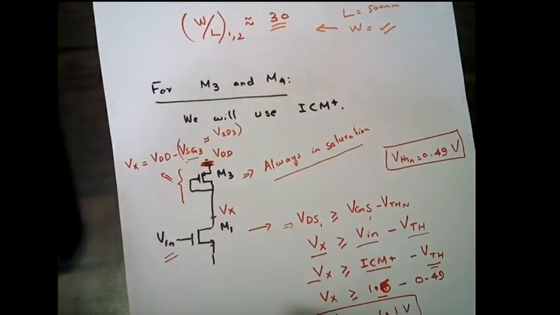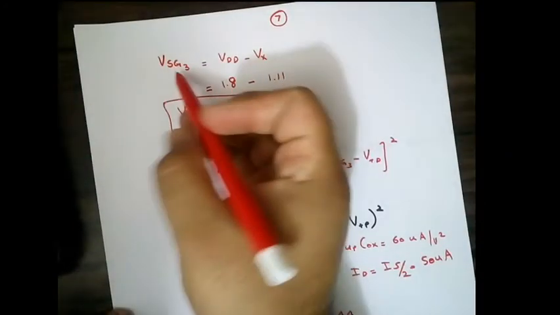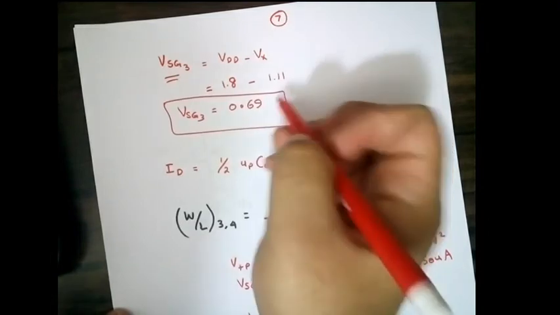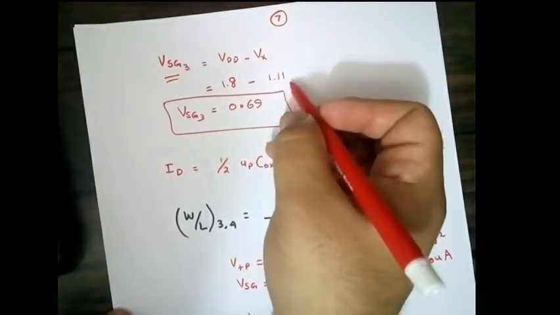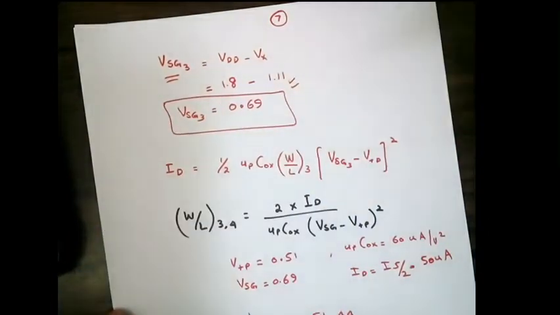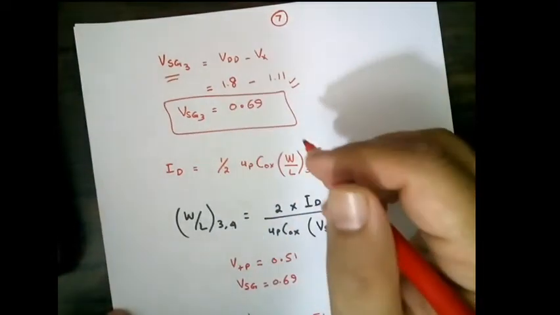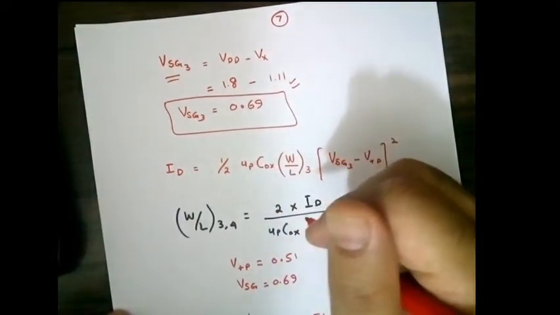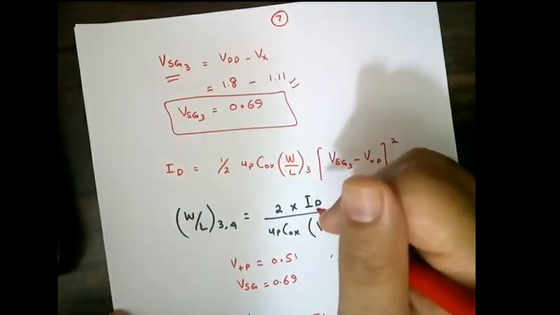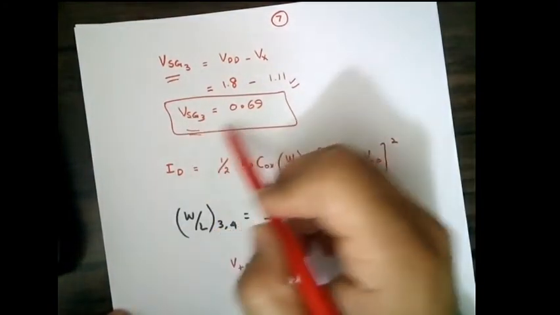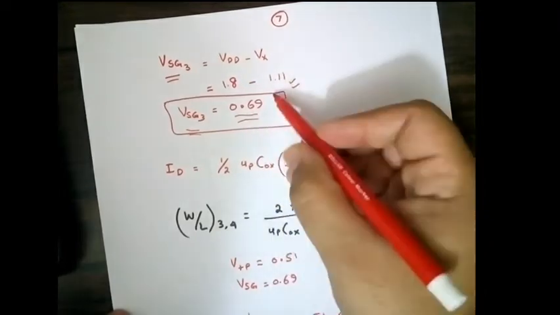So let's do this thing. Coming back to the point, VSG3 is equal to VDD minus Vx. Vx we found out has a maximum value of 1.11 that we can apply. We are designing for the worst case. If we want, we can dilute the values as a designer, but at this moment we are getting one set of values and later on we can tweak them. So VSG3 is going to be 0.69 volts.